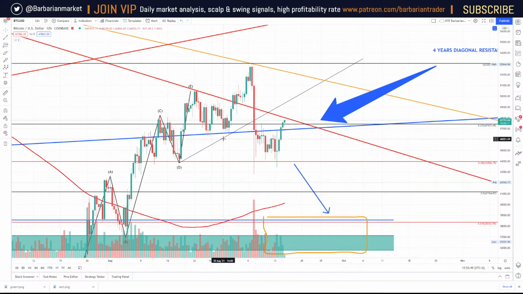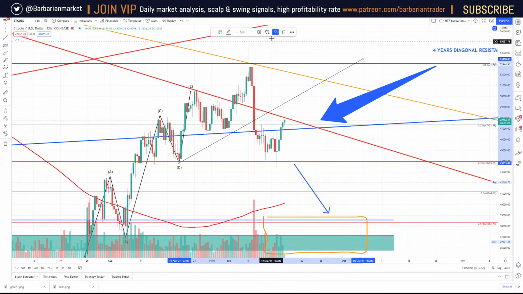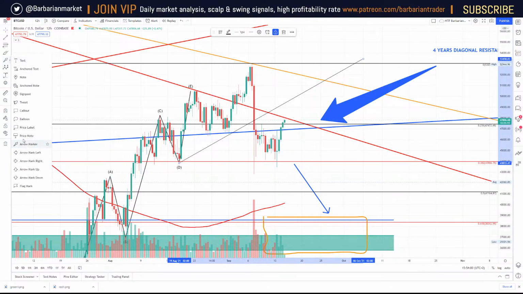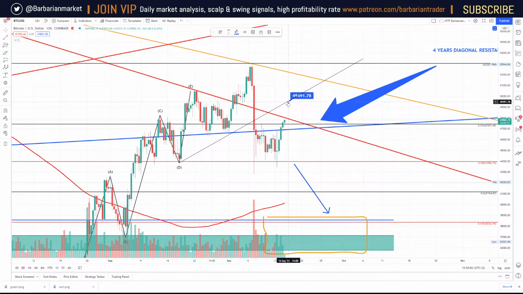So we might see some possible, you see this thin diagonal resistance. We might come here to test this as resistance. It's still very possible. Probably there are a lot of asks in this area, 48, 49, 50, 50,500, all right? But then, we are still in a bounce. That's all. In a bounce until we make higher highs.